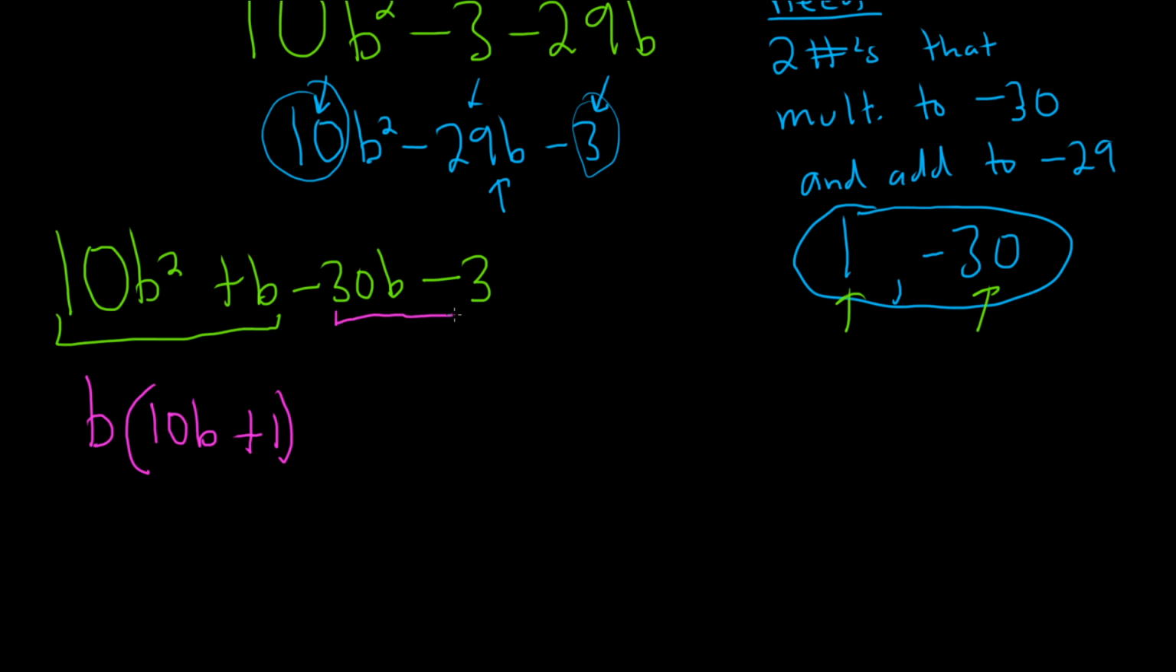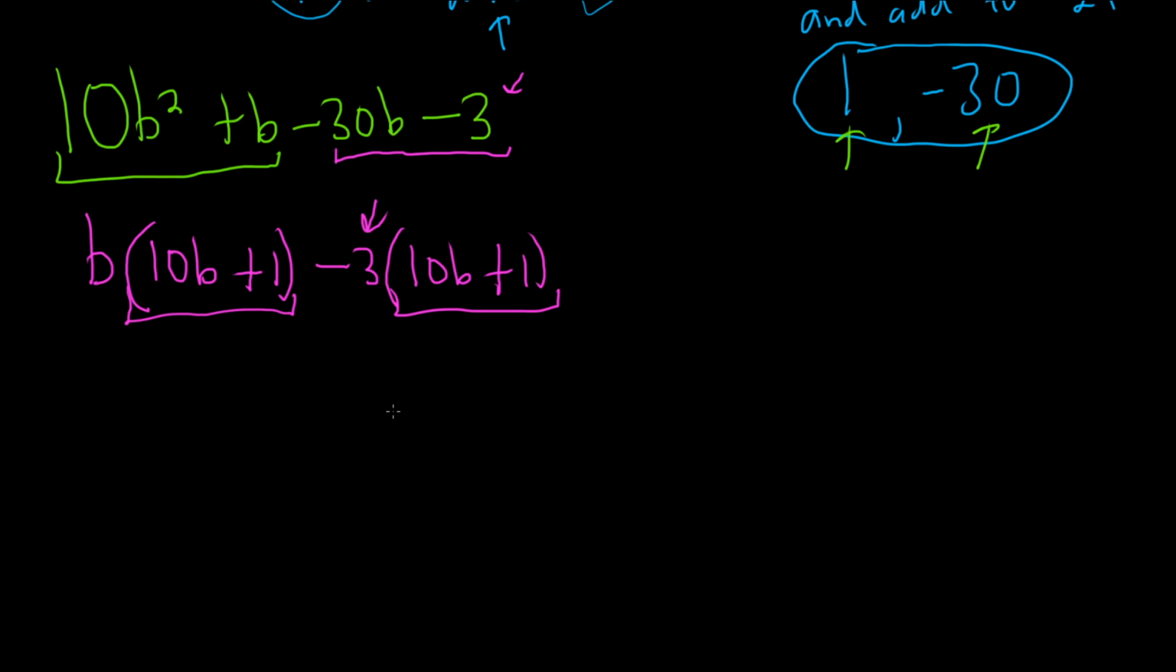Now what can we pull out here? Looks like a negative 3. So what do we multiply by negative 3 in order to get negative 30b? 10b, right? Yeah, because negative 3 times 10b is negative 30b. And what do we multiply by negative 3 in order to get negative 3? A positive 1. Oh, beautiful. Look, these are the same. If these are different, game over. It doesn't work, or you did something wrong.